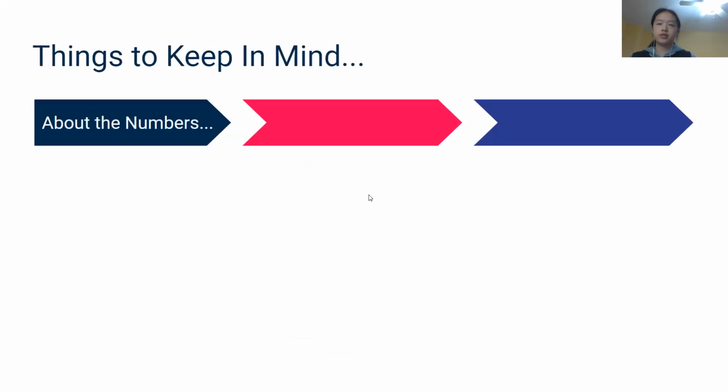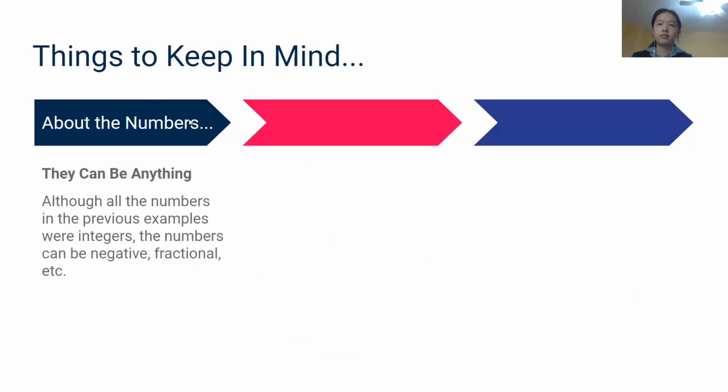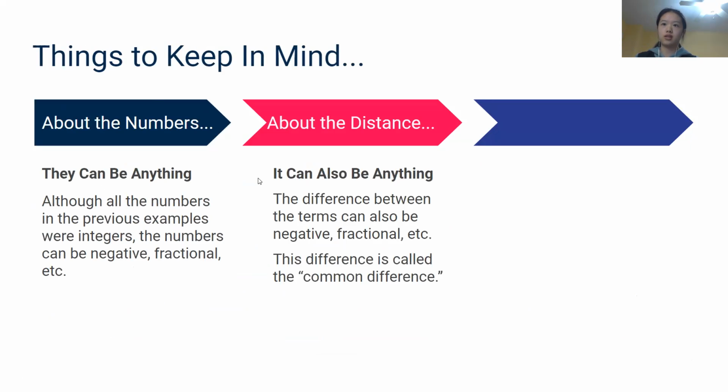Okay, so here are a couple things to keep in mind. The numbers, or terms, in an arithmetic sequence can be anything. They can be integers, they can be negative, they can be fractions, and they can also be decimals. And the common difference of the numbers can also be anything. That can be negative, that can be fractional, etc.